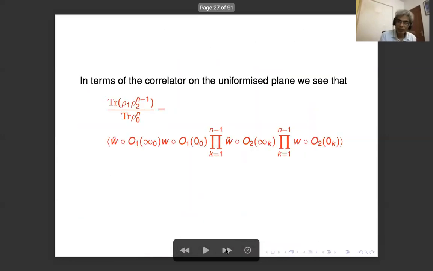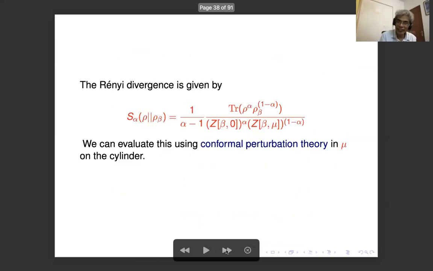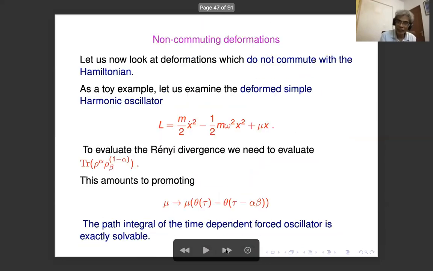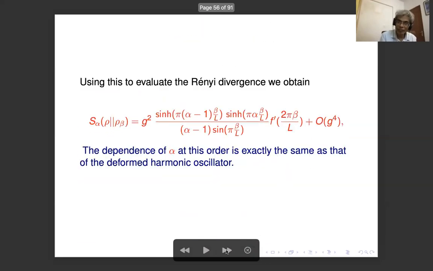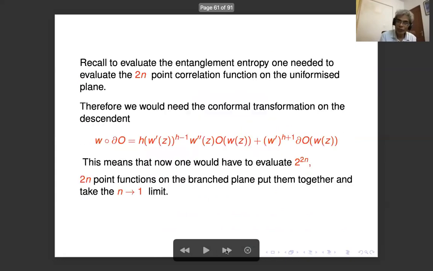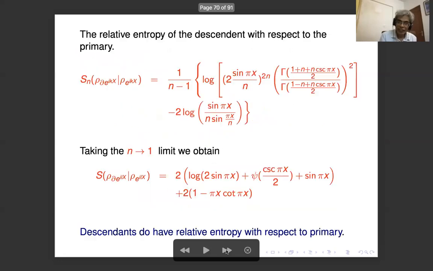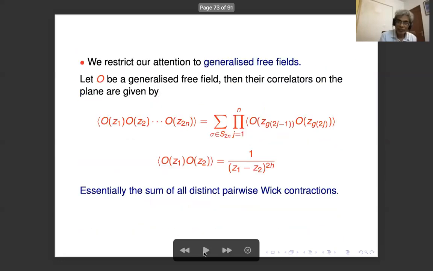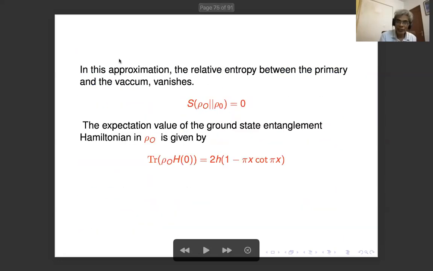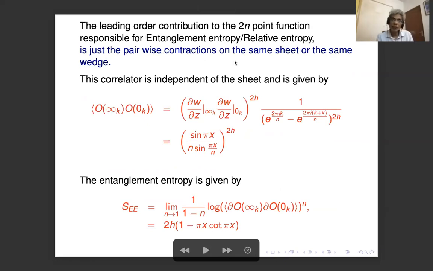So that's the leading contribution. And sorry for this, but I just wanted to show the picture. Should have put the picture again. So that's the leading contribution. So that's what I said. It's just the pairwise contraction on the same sheet or the same wedge. That is easy. For primaries, it is easy. And you can calculate that because it's just two point functions.